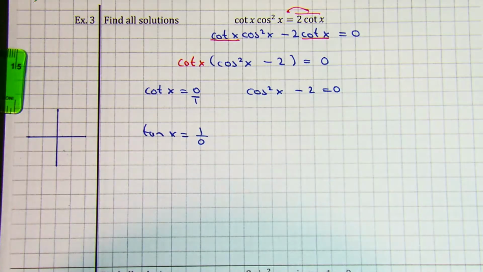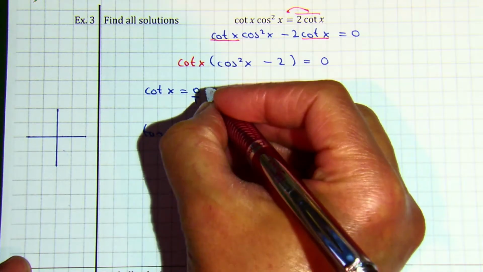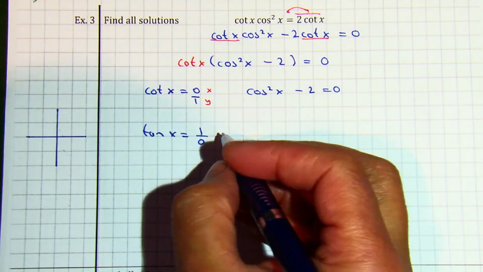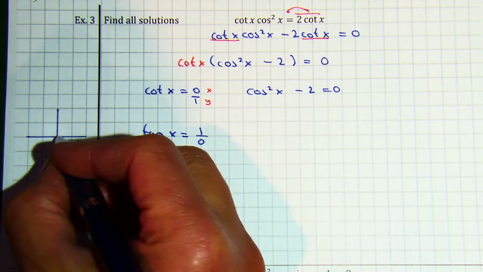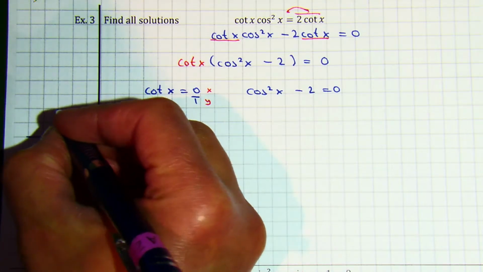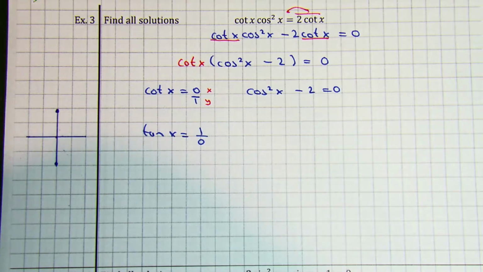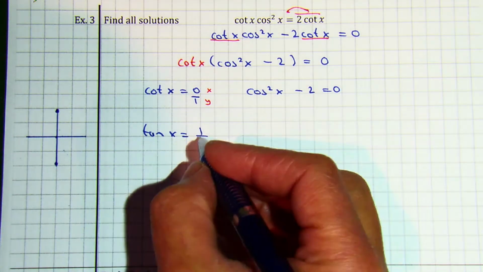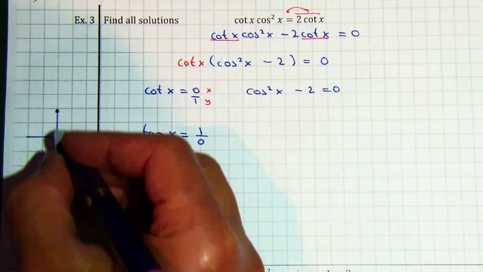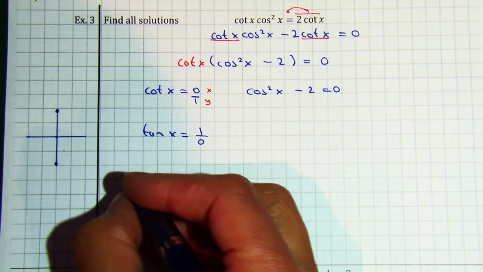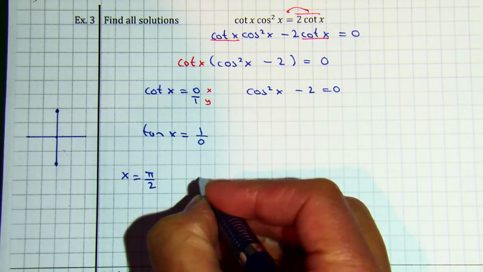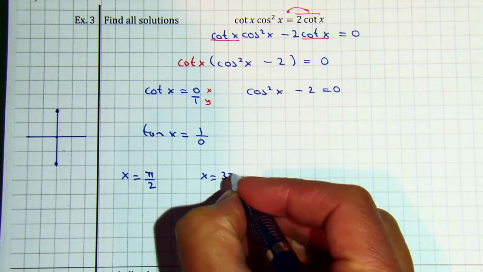Or if you want to think about cotangent as your x over your y, so it'll be (0, 1). So it's undefined at (0, 1), up here, and down here, because it can be (0, -1), still 0 for x. So therefore, it's undefined at pi over 2 and at 3 pi over 2. So therefore, x equals pi over 2 and x equals 3 pi over 2.